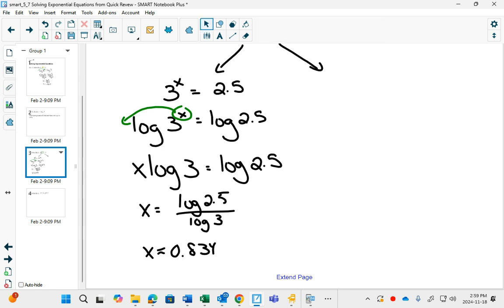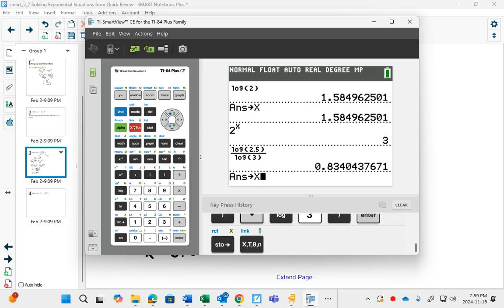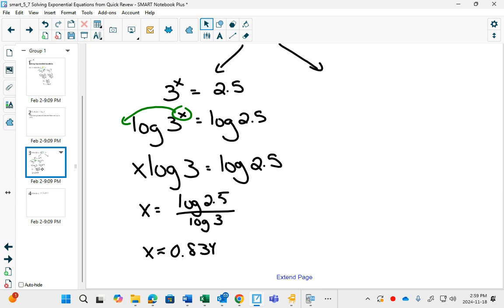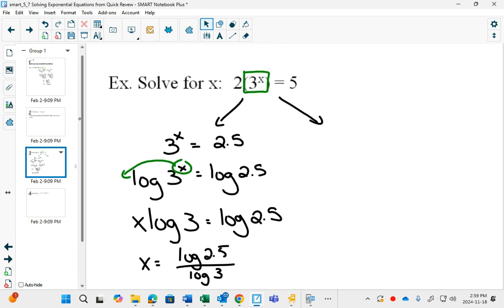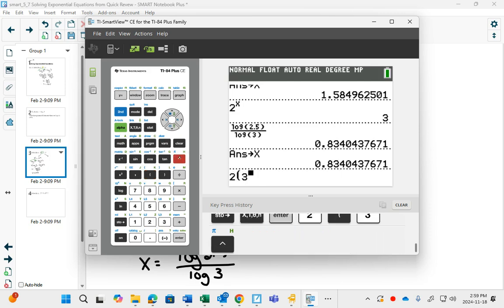I'm going to find out if that answer is right. Let's store it as x. And my original question had 2 times 3 to the x, 2 bracket 3 to the exponent of x, bracket. Write it exactly as I see. If I get 5, I'll know that I've done it right.